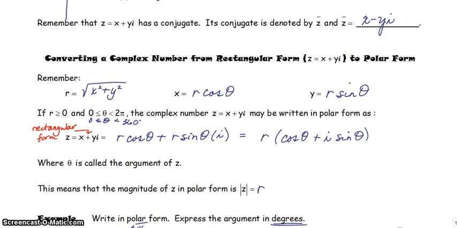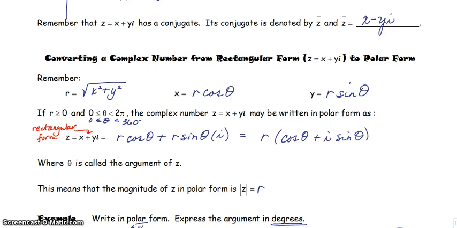Let's convert a complex number from rectangular form, which is z equals x plus yi, to polar form. Now to do that, we have to go back and remember what we talked about earlier in the chapter, that r is equal to the square root of x squared plus y squared, x is equal to r times the cosine of theta, and y is equal to r times the sine of theta. Now we have some restrictions in this situation because we're saying that r is greater than or equal to 0. So we're not dealing with a negative r value, just the positive, and that theta is between 0 and 2 pi, including the 0 but not the 2 pi.